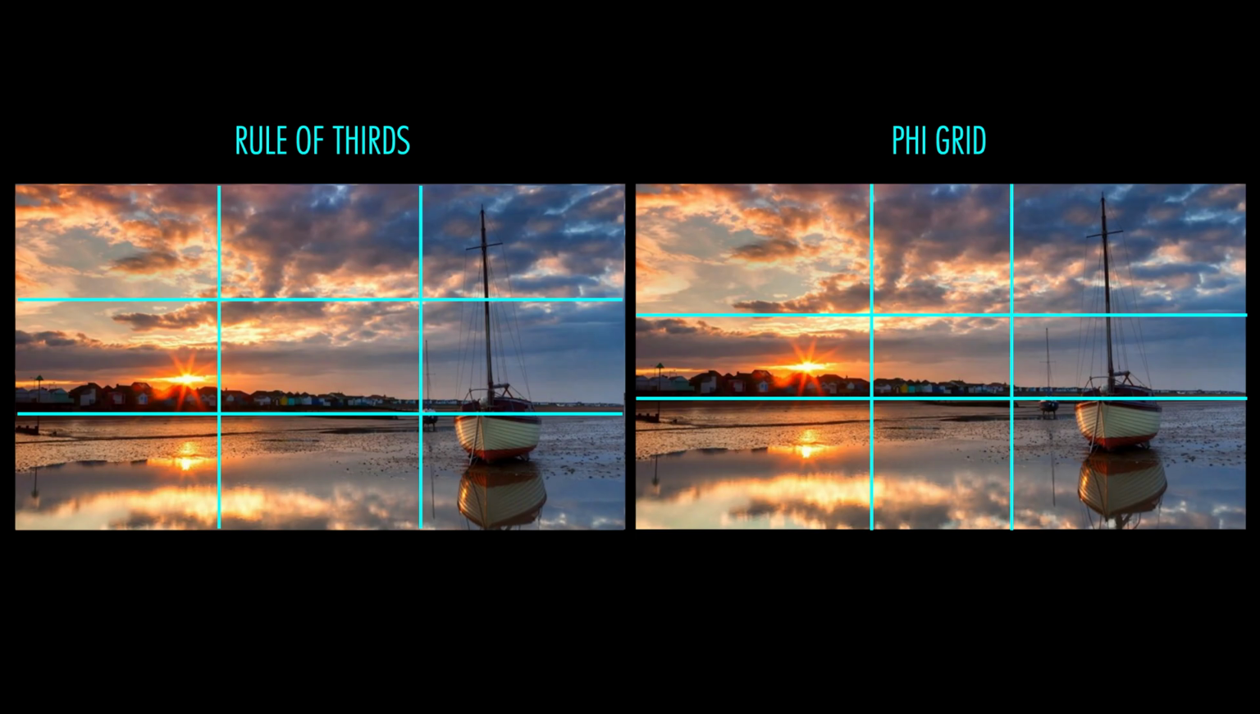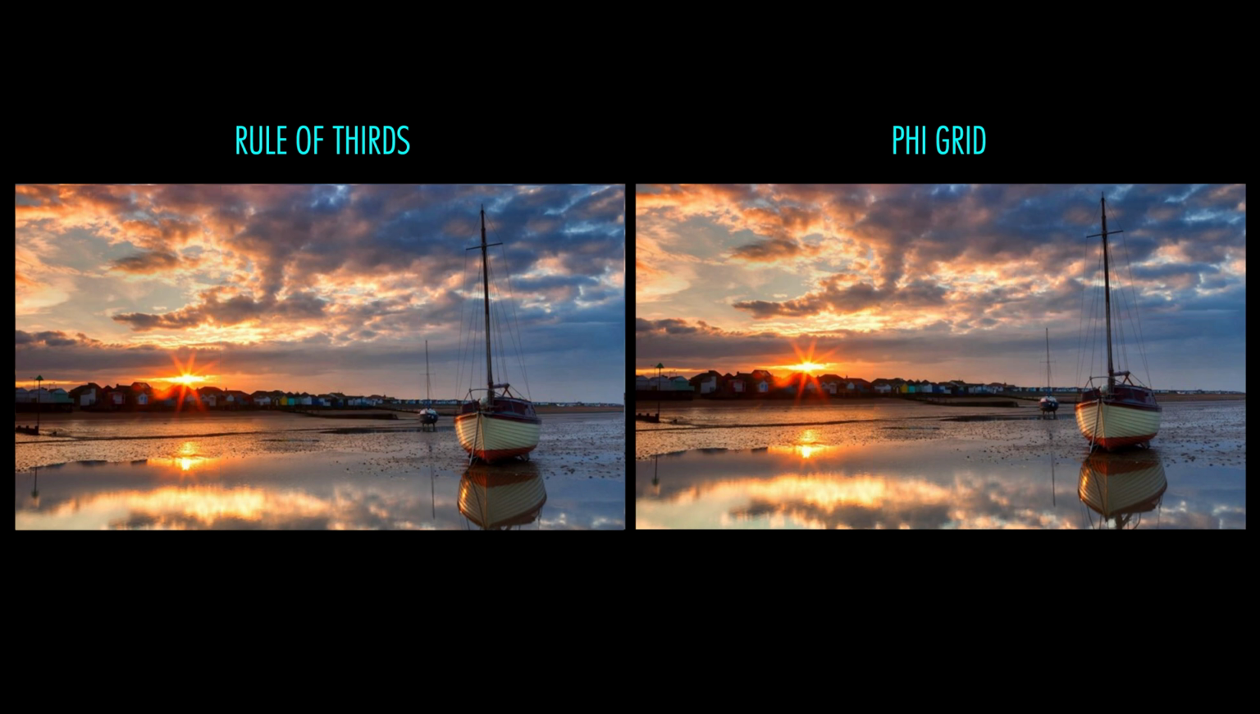Let's look at an example of a composition using both of these methods. Because of the arrangement of the horizontal lines in the phi grid, we get more room at the bottom of the image under the horizon. For this image in particular, I think using the phi grid gives a better composition. You read more of the boat, and the sky doesn't overtake the image.